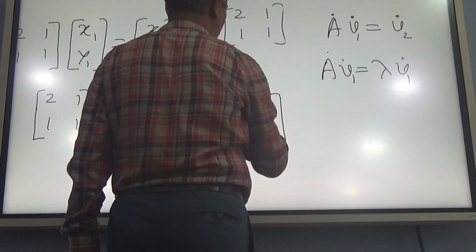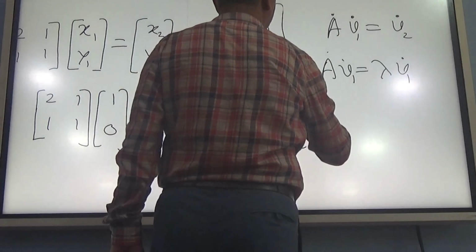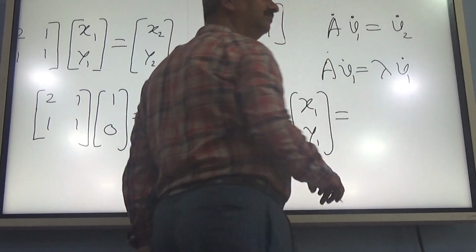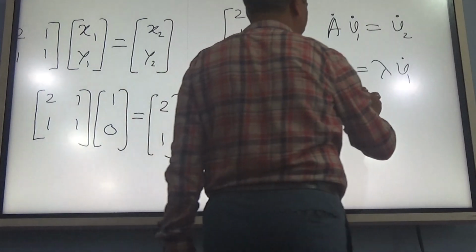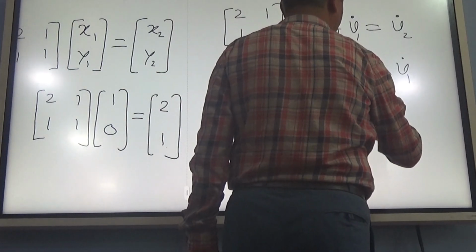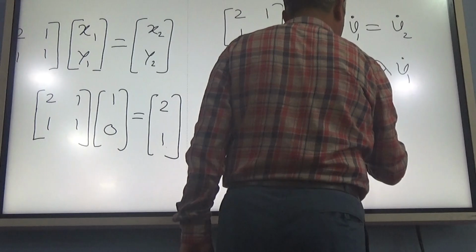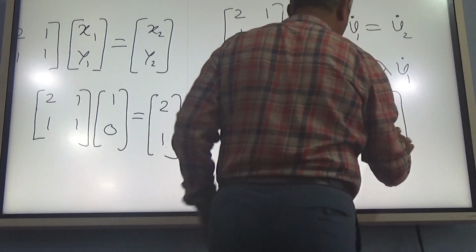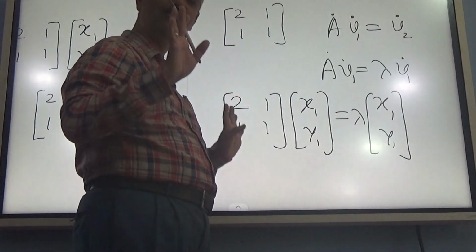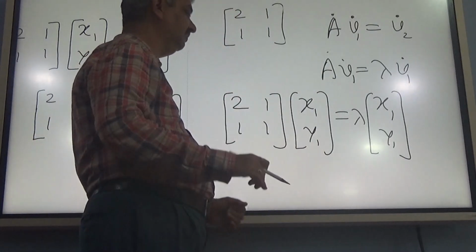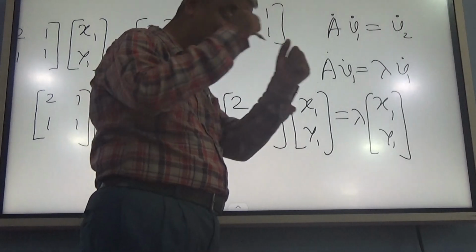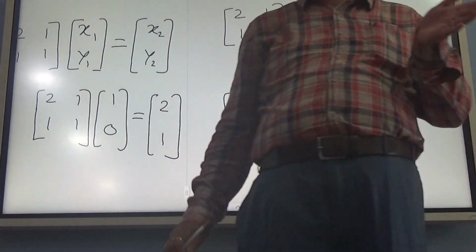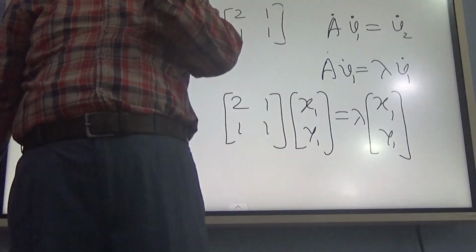2 1 1 1 times (x1, y1) is equal to lambda times (x1, y1), right? Is it okay? Now find for which (x1, y1) it doesn't work for any. Now the question is whether there exists one.